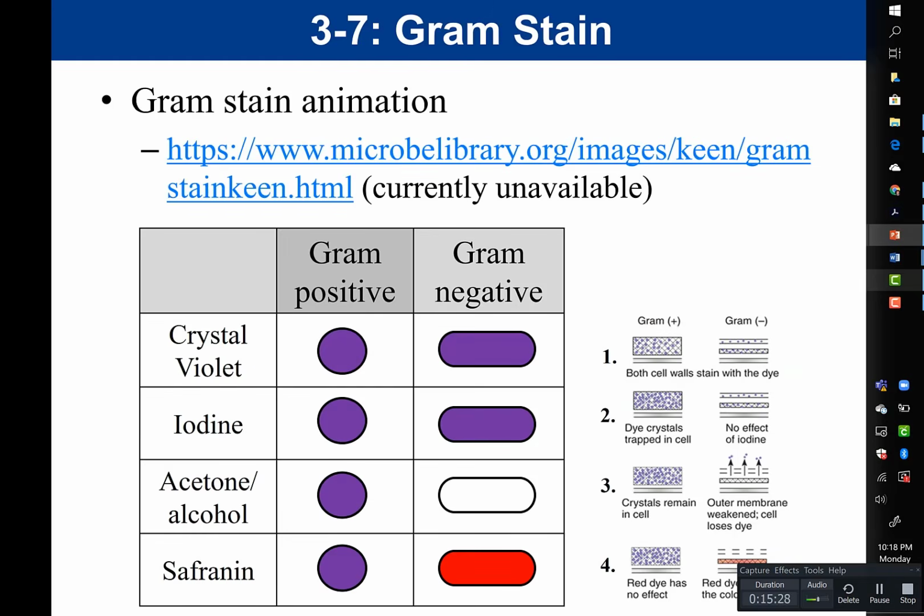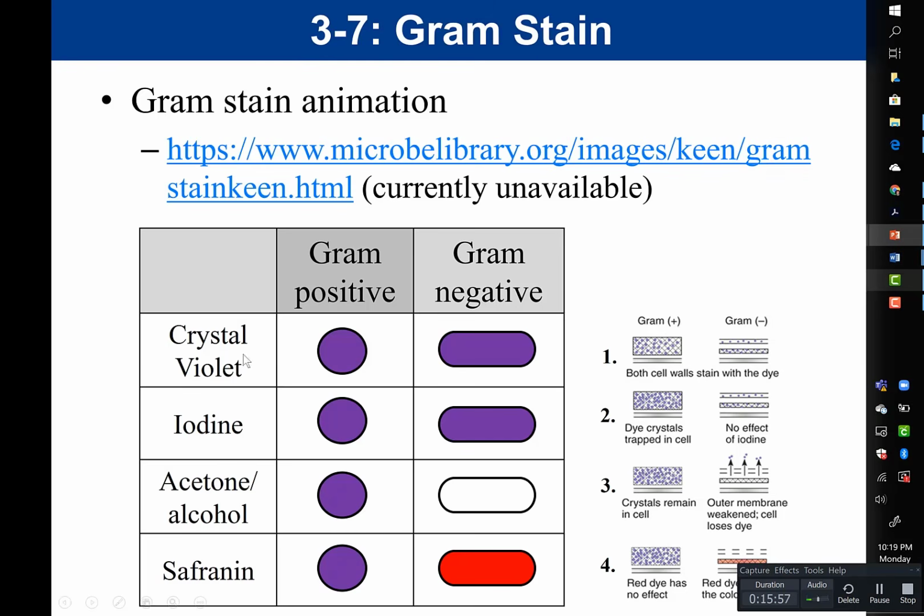You want to know that the crystal violet is the primary stain. You want to know that the iodine is the mordant. And you want to know the purpose of the iodine. The purpose of the iodine is that it forms a crystal violet iodine complex, basically meaning that it makes the dye molecules larger so that the crystal violet is retained within the cell.